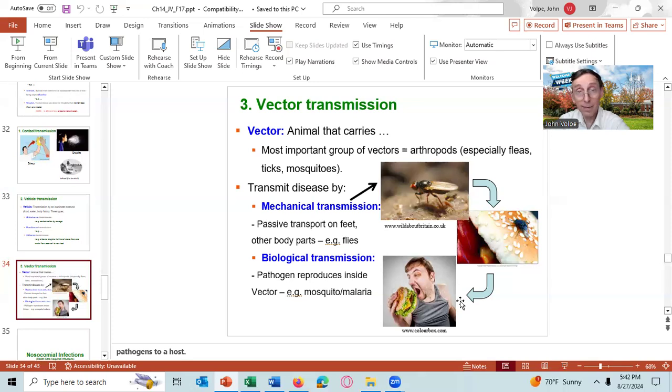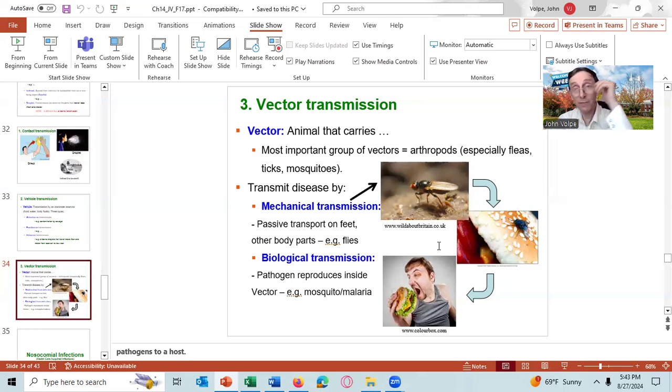The other way disease can be transmitted is by biological transmission, and here, the pathogen actually reproduces inside the vector. For example, malaria being picked up by a mosquito biting an infected human with malaria, the malaria grows within the mosquito, and then the mosquito bites the next human, infecting the susceptible human, and that's biological transmission. Any question about that? Anyways, that's vector transmission where the disease is spread by an animal.